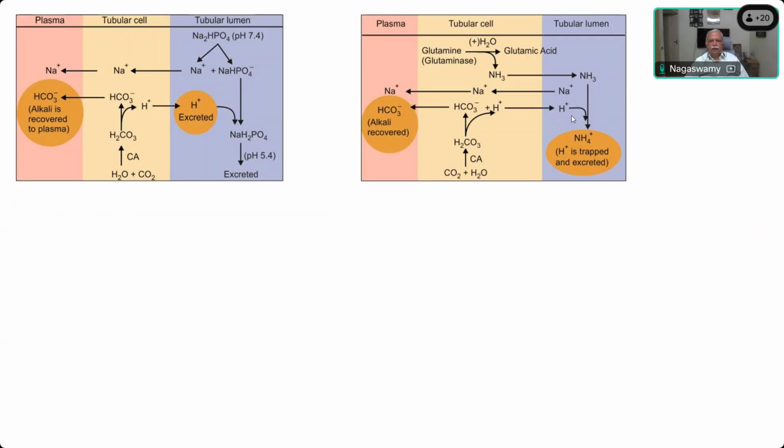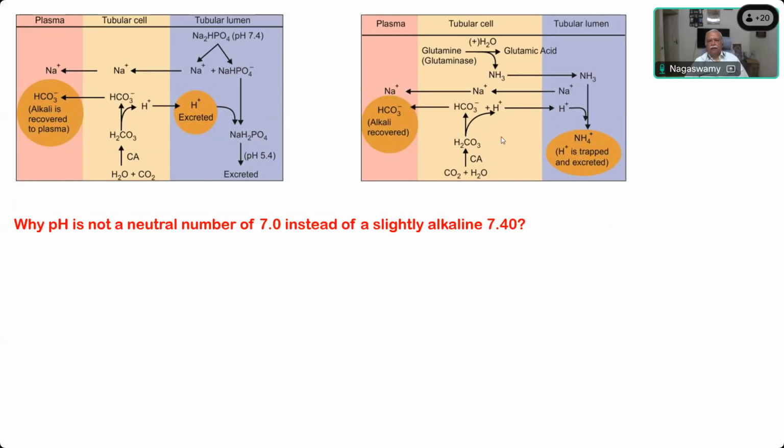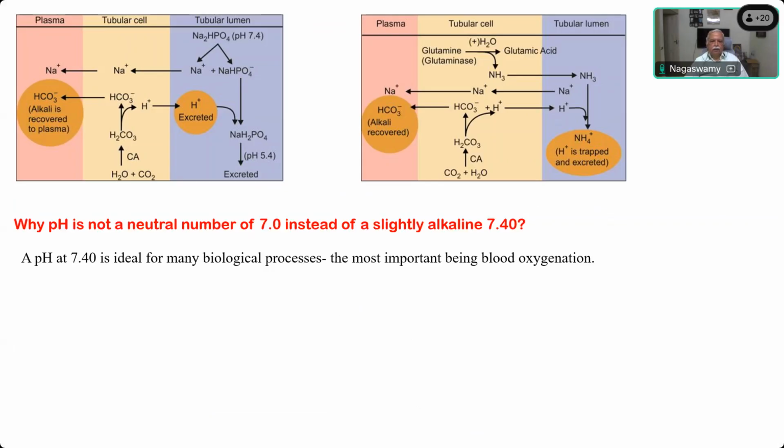So there are three mechanisms happening at the tubular level. One is the sodium bicarbonate mechanism. Second is the disodium hydrogen phosphate mechanism. Third is the ammonia mechanism. All these three take place at the tubular level, and by these they are able to eliminate the hydrogen, take back the bicarbonate, and maintain the blood pH at the level of 7.35 to 7.45. Okay, and this is the question I asked in the beginning. At a pH of 7.4, ideal for biological processes, and most important in blood oxygenation.